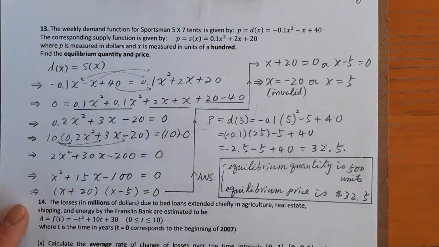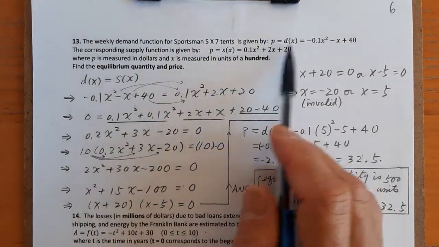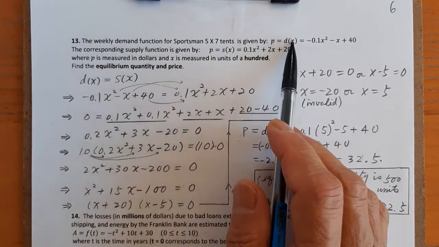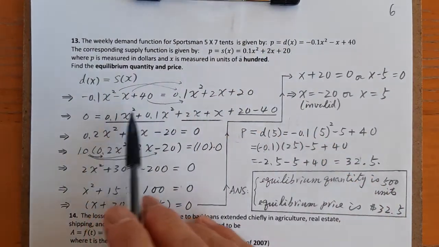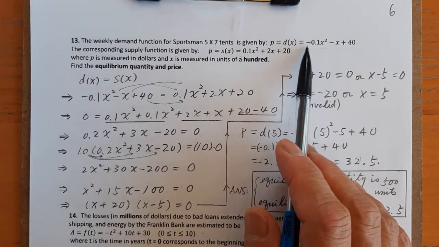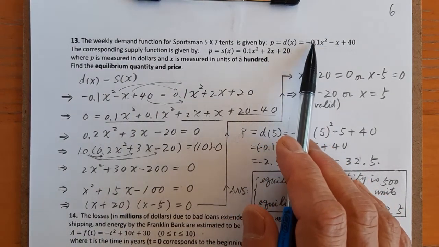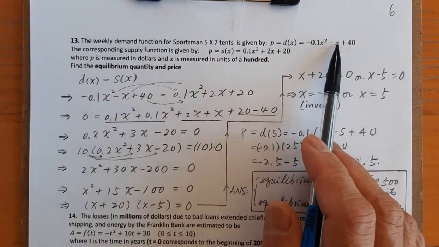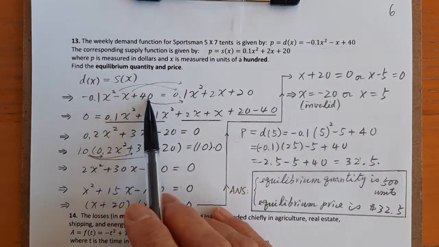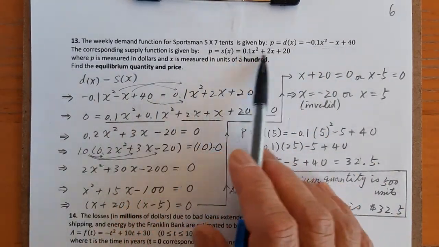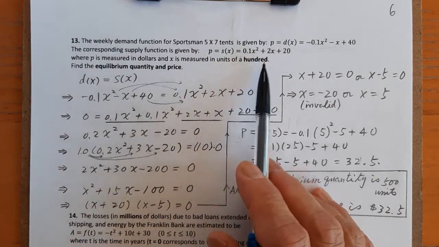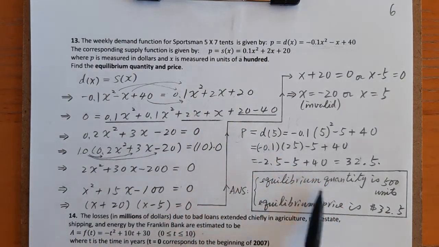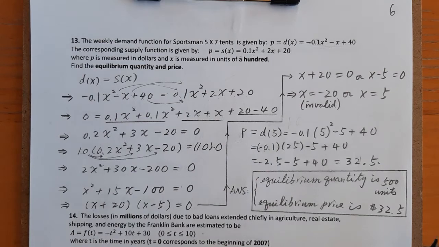So we let the prices be equal, P equals P. So the two functions are equal. You let the left side, the demand function, negative 0.1 x squared minus x plus 40, equal the supply function, 0.1 x squared plus 2x plus 20. Then solve for x.